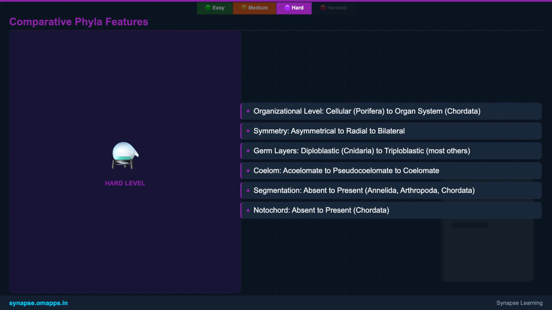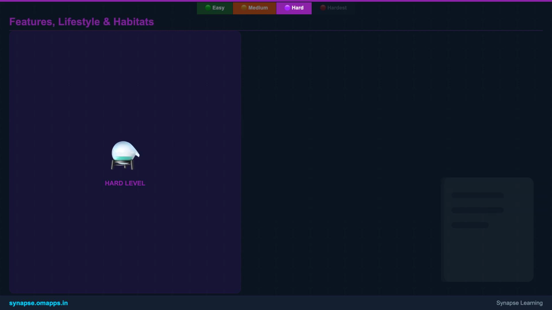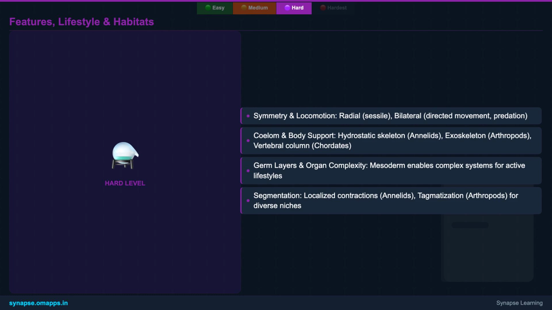We also highlight the emergence of segmentation in annelids, arthropods, and chordates, and the defining presence of a notochord exclusively in chordates. This table provides a concise overview of evolutionary trends. Let's link these features directly to an animal's lifestyle and habitat.